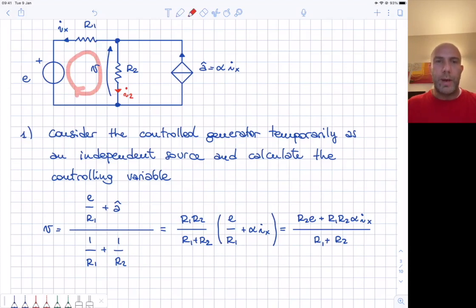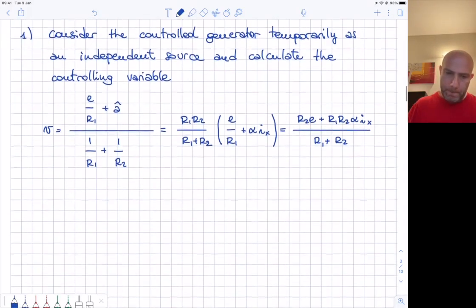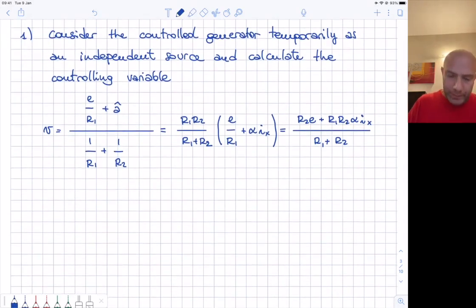Once we have the voltage V, we can apply Kirchhoff's voltage law at this loop here. Let's consider, for example, the clockwise orientation. We have E plus R1 Ix minus V equals 0. So, we can identify Ix from the previous formula, that is V minus E divided by R1.